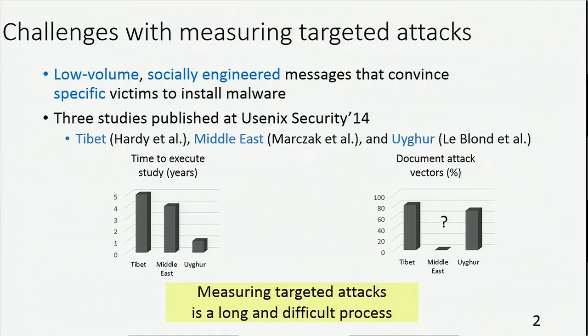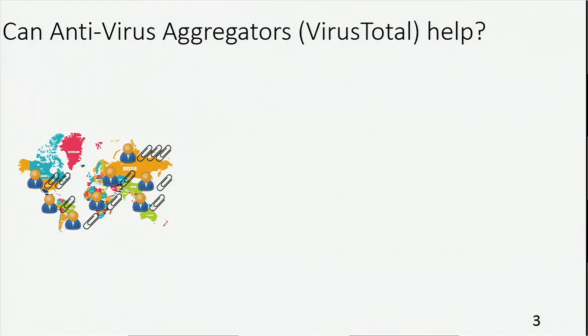So what do you want to do if you don't want to talk to people and you don't want to wait? Well, one thing that we thought about is it's possible that antivirus aggregators, such as VirusTotal, could be something that we could use to help address this problem, to get better scale and not have to wait. So what is an AV aggregator?